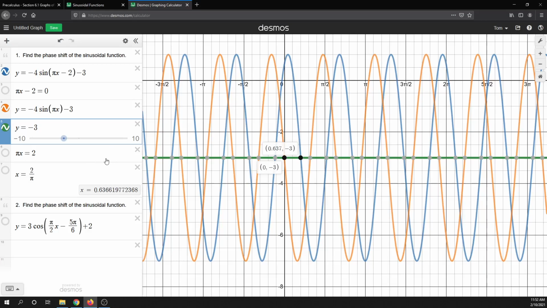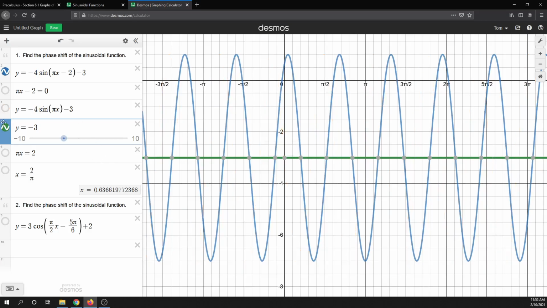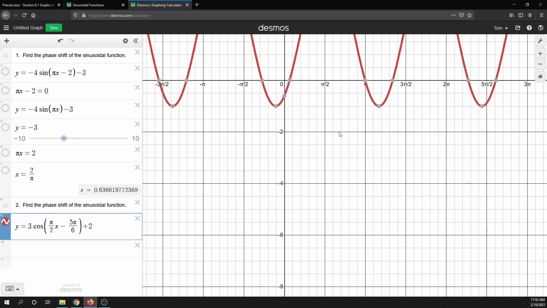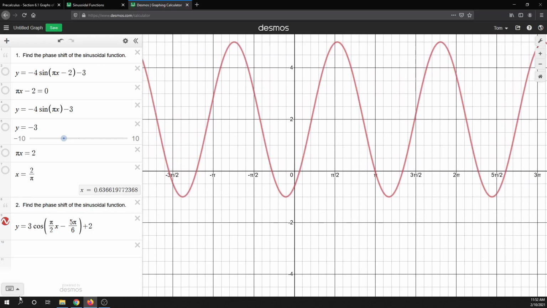All right, so next one. Let's turn this off. All right, so this one, to figure out what the phase shift on number 2 is, what I'm going to do, again, is use that trick I told you about. Take the inside part, set it equal to 0. All right, and then solve that equation.